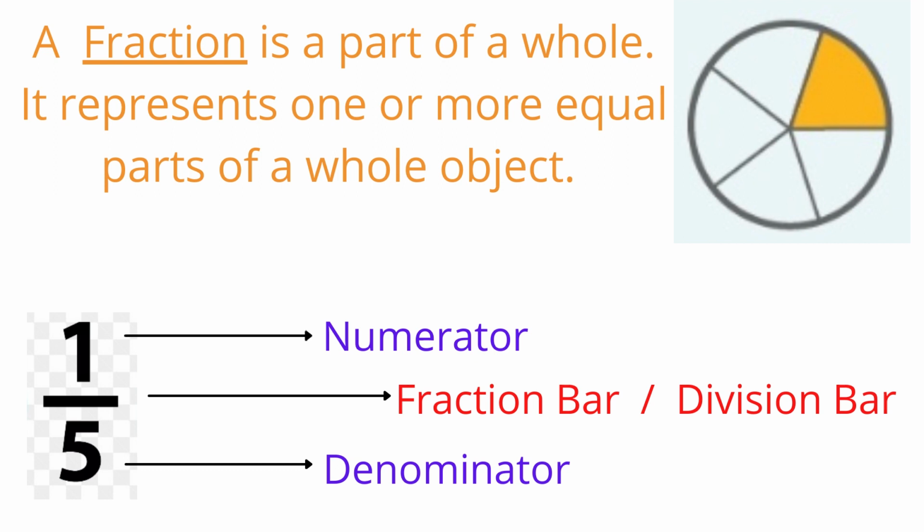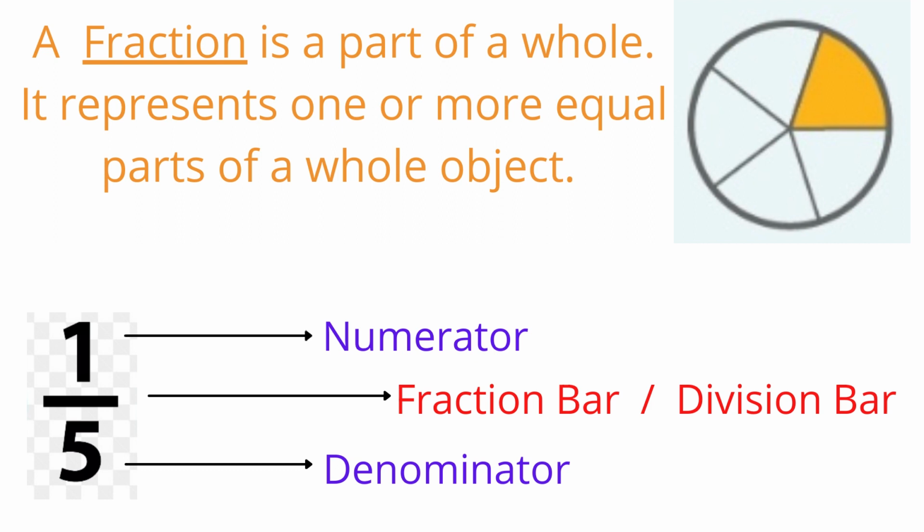For example, we can see in the picture a circle is divided into 5 equal parts and one part is colored in yellow. When writing a fraction, we put one number above another number with a division bar between them. The number which is written on top is called numerator and the number which is written below is called denominator. The line which divides both the numbers is called fraction bar or division bar.